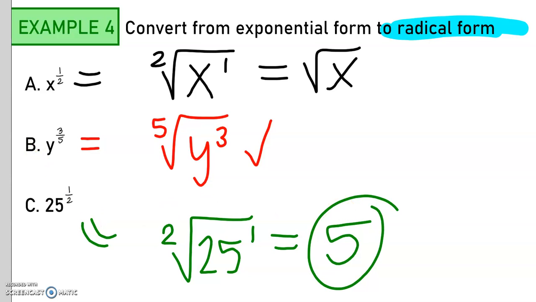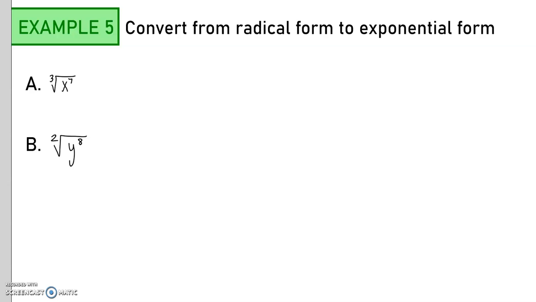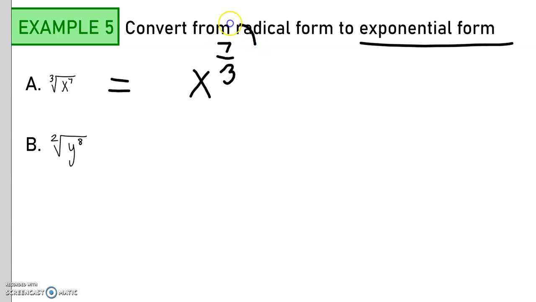Now the last example, we're going to go from radical form, notice A and B have radicals, to exponential form. So let's do this first one. The cube, this is how we would read it, the cube root of x to the 7th. So I'm working with the x, and in exponential form, I'll start to get a fraction in my exponent. My index becomes my denominator. Oh, that's a horrible 3. My index becomes my denominator, and my exponent becomes my numerator. And there I have exponential form. That's all.